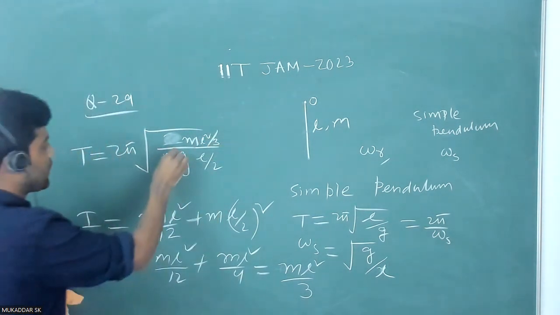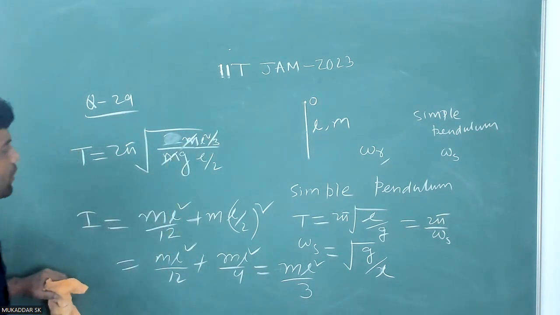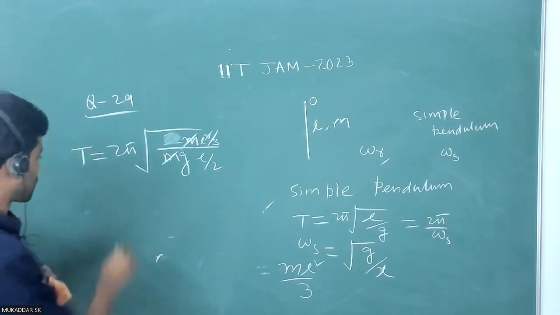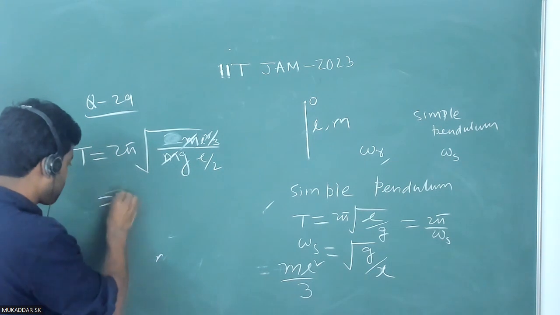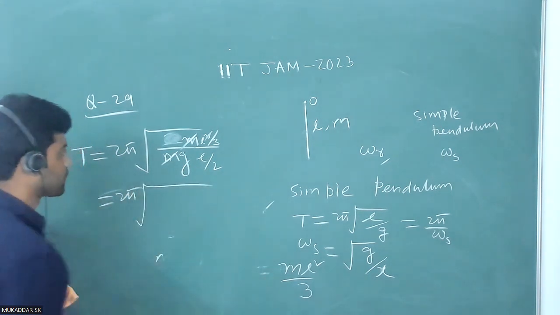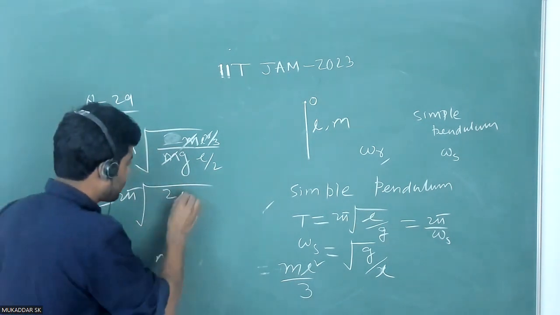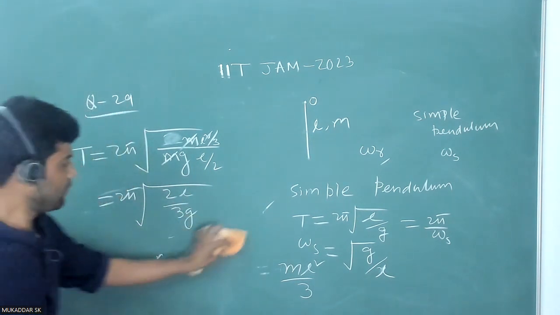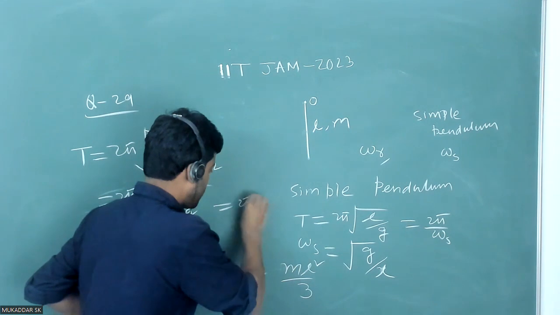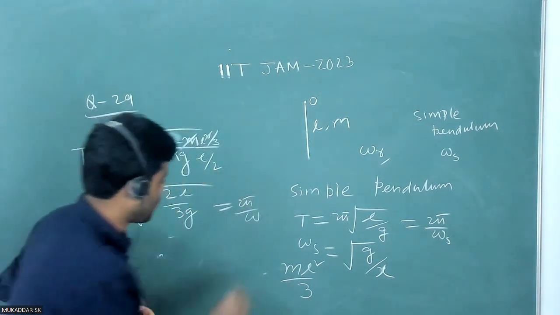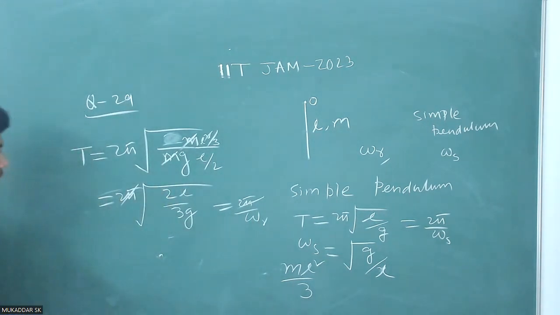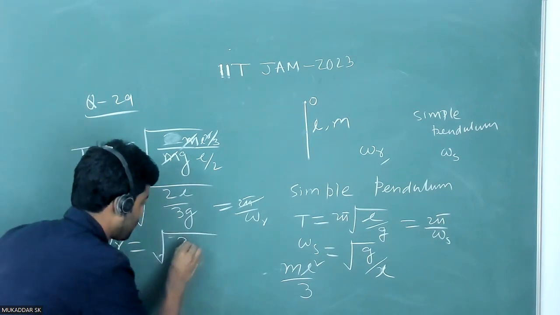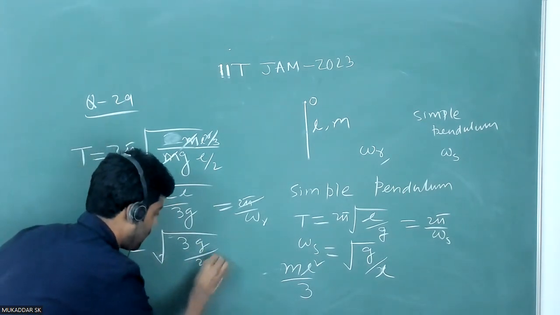Okay, so this m will be cancelled, and L will be cancelled, and we will get 2 pi square root of twice L by 3g, and that will be nothing but 2 pi by omega r, right? This 2 pi will be cancelled, and we will get omega r, and that will be root 3g by twice L.